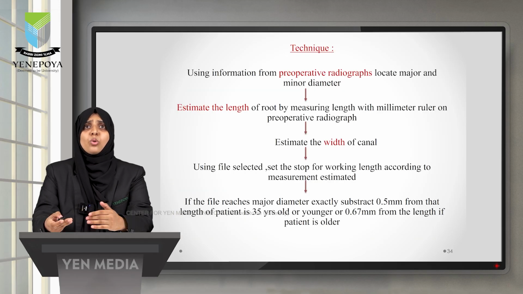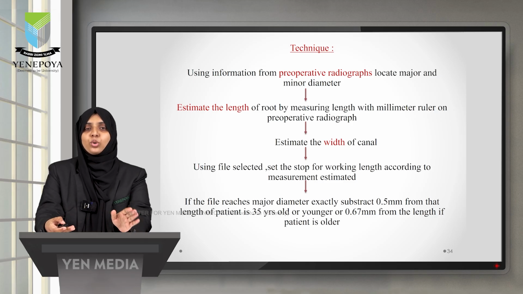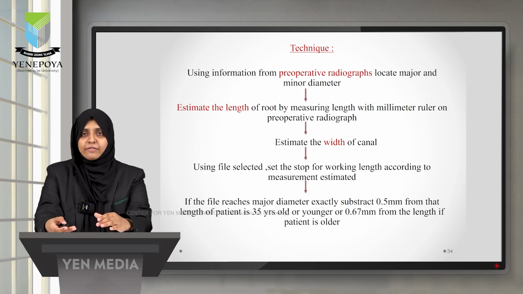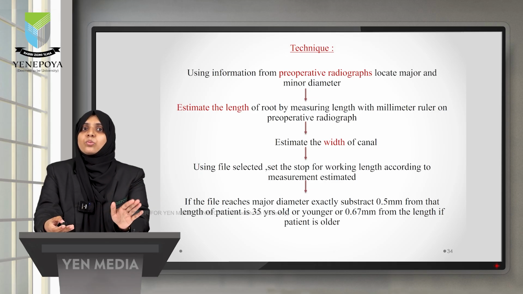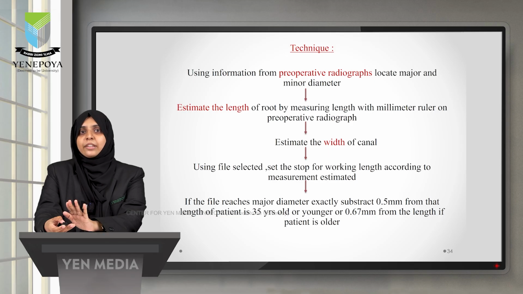So how is the technique done? In Cutler's method, first we need to take a pre-operative radiograph and locate the major and the minor apical diameter. After which we need to estimate the length of the root by measuring with the help of a ruler on the pre-operative radiograph. Then we estimate the width of the canal. If the canal is narrow, we have to go for a smaller size file. If the canal is wide, we can go for about a number 30 to 35 file.